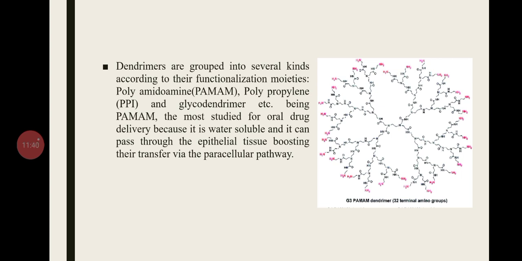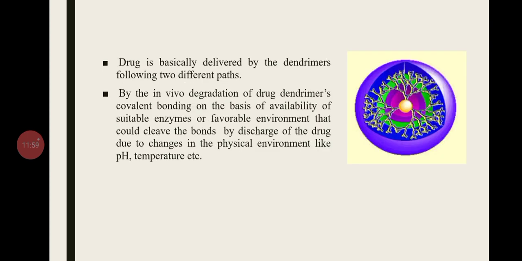Dendrimers can be grouped into several kinds according to their functionalization moieties, such as polyamidoamine, polypropylene, and glycodendrimer. Polyamidoamine is the most studied dendrimer, and it is used for oral drug delivery because it is water soluble and it can pass through the epithelial tissue, boosting transfer via the paracellular pathway. The drug is basically delivered by the dendrimer following two different paths: by in vivo degradation of the drug-dendrimer covalent bonding on the basis of the availability of suitable enzymes, or by a favorable environment that could cleave the bond and discharge the drug due to changes in the environment like pH and temperature.